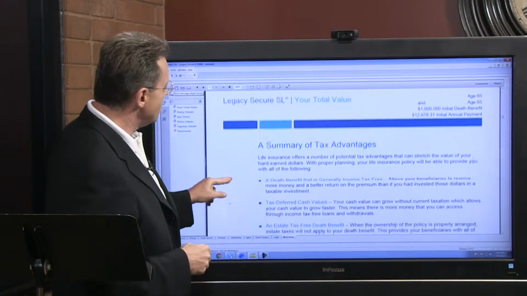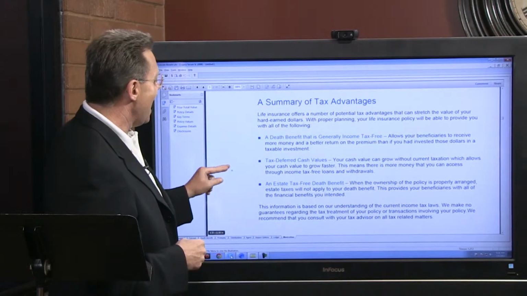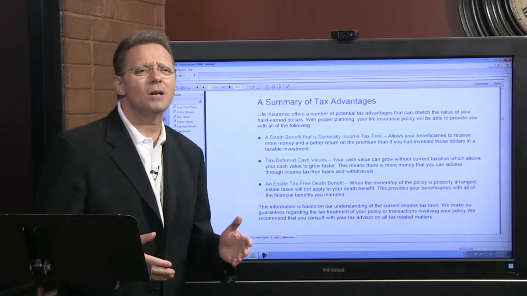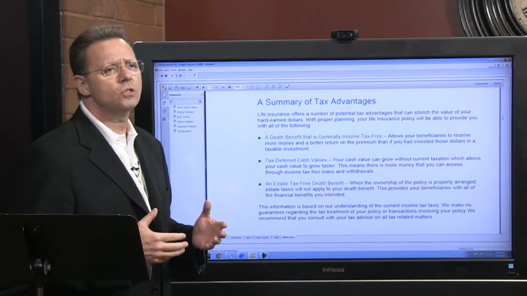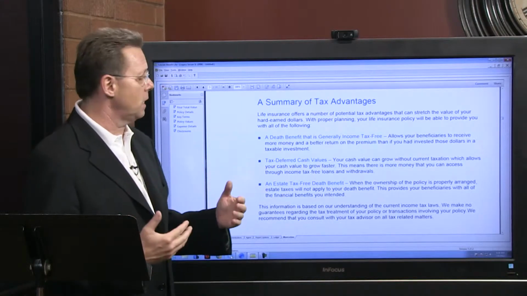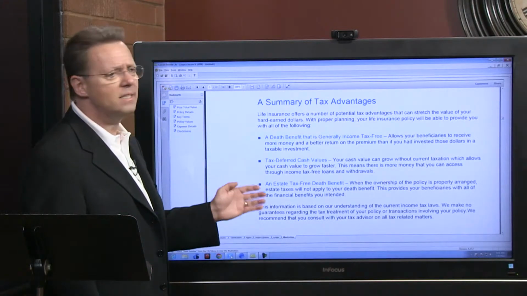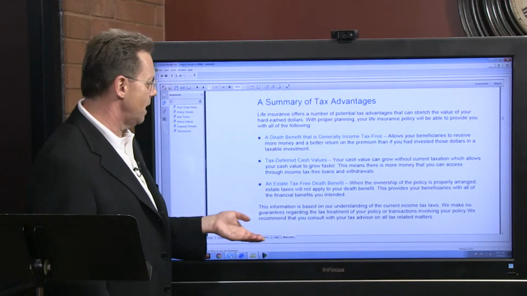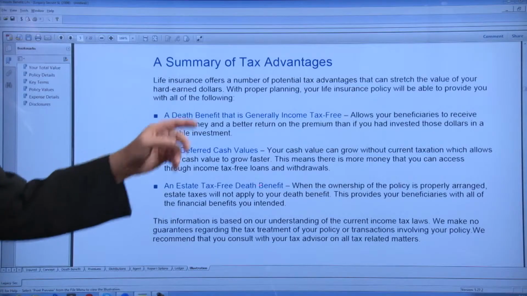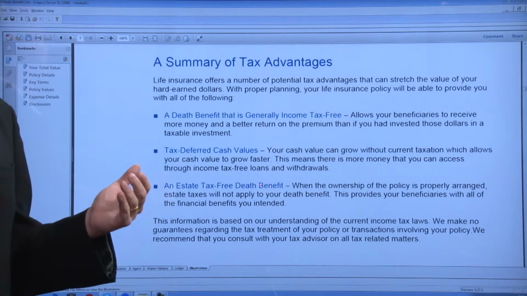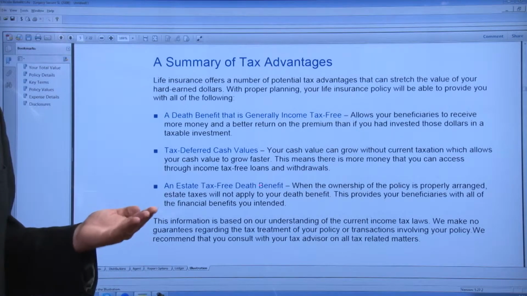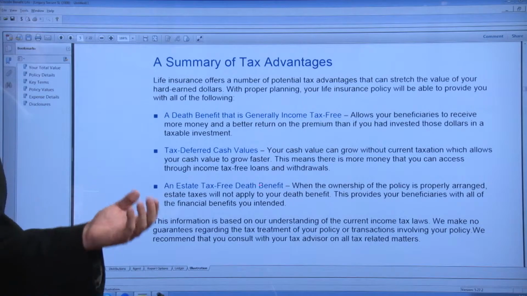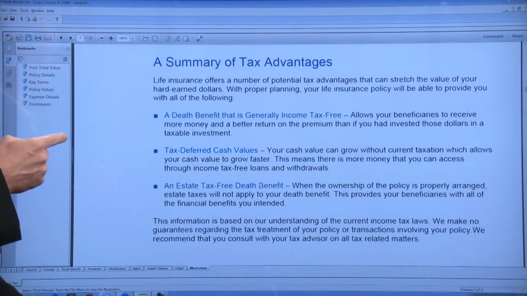Now, what it does here is it also summarizes the tax advantages. So if you say, well, I'm really not used to taxes and so forth, and I don't know how to explain it, this walks you through a basic battery, point by point, in these talking points on the summary of tax advantages. It first talks about the death benefit, and it's generally income tax free. Again, there are some rules that you have to understand. Sometimes it has to be owned by an irrevocable life insurance trust to make that statement true.